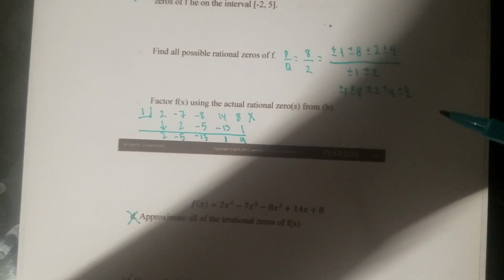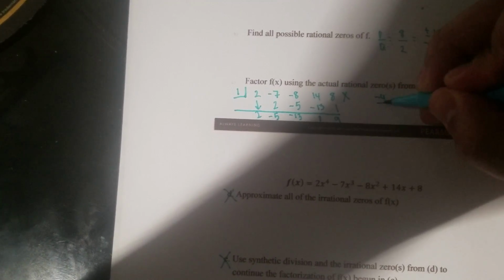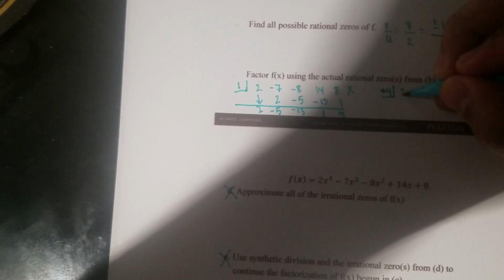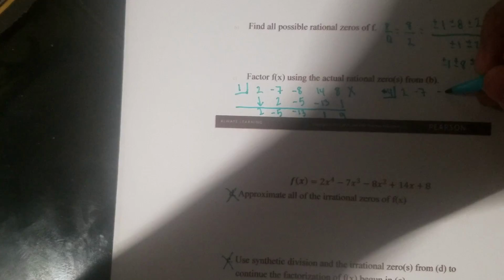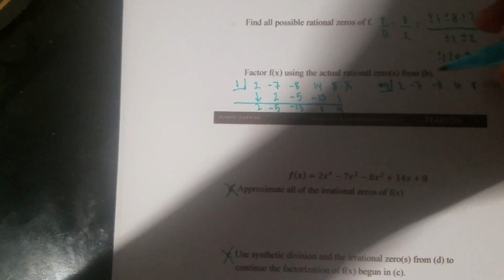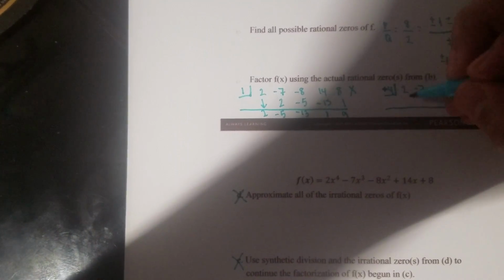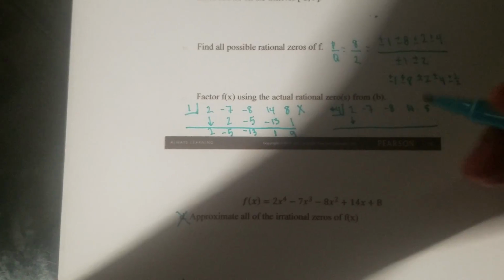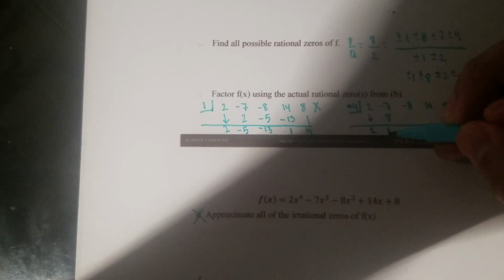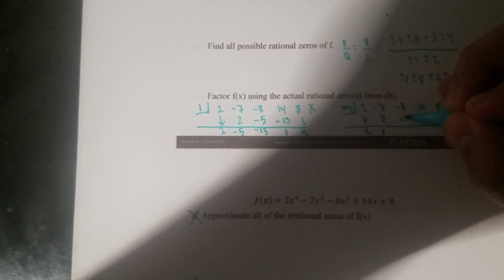So I try negative 1 next. I've gone through this problem already, guys. So we're going to try factoring the positive 4. Let's see if this one works out. So here, bring the 2 down. So 2 times 4 is 8. Negative 7 plus 8 is 1. 1 times 4, positive 4.